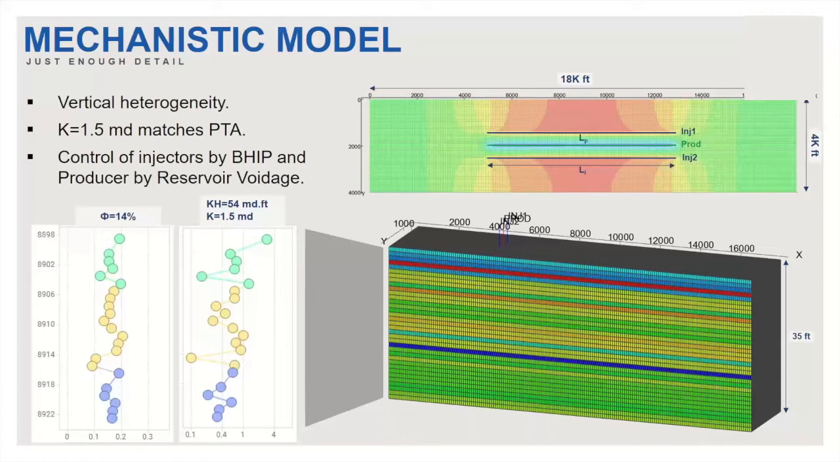So it's important also to set up the production controls correctly to ensure proper reservoir management. The way it's set up here is the injectors are under BHP control set at frac pressure, while the producer in the middle is controlled by reservoir voidage. So whatever volume gets injected by these two wells is the rate at which the producer is going to produce.